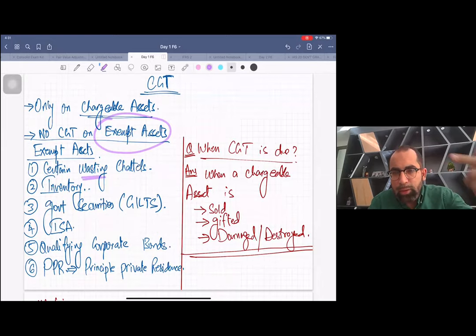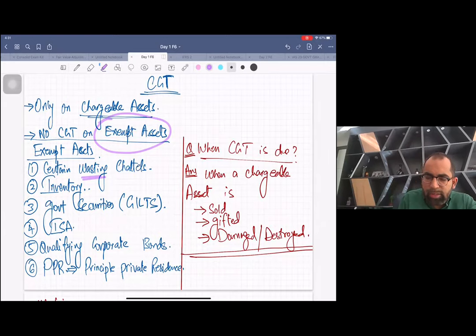Certain wasting chattels. I will guide you on wasting chattels during my lecture. Wasting chattels are chattels with an expected life of less than 50 years. Similarly, inventory: there is no CGT on inventory. Government securities, gilts: no CGT implications. ISA, individual savings account, right? Qualifying corporate bonds.